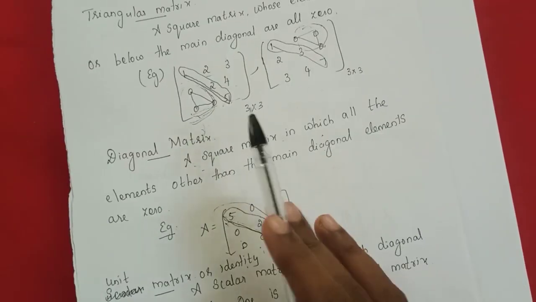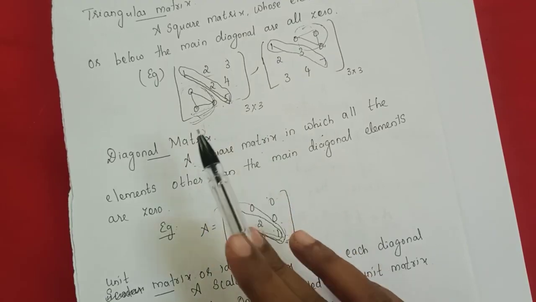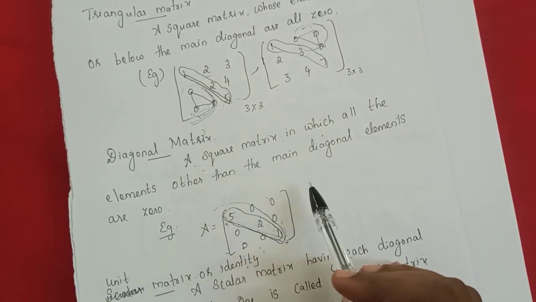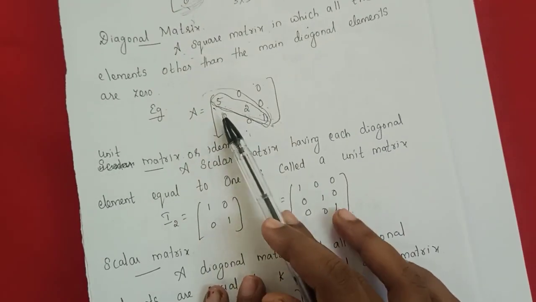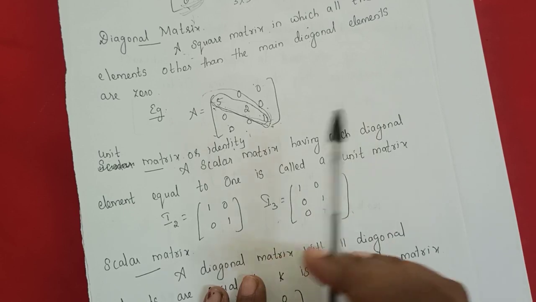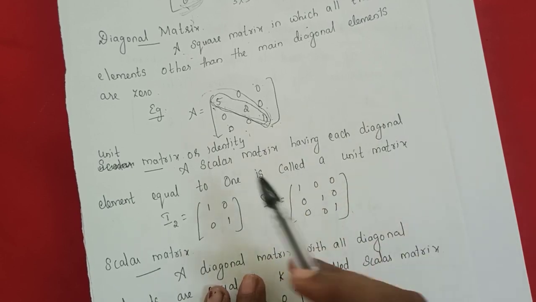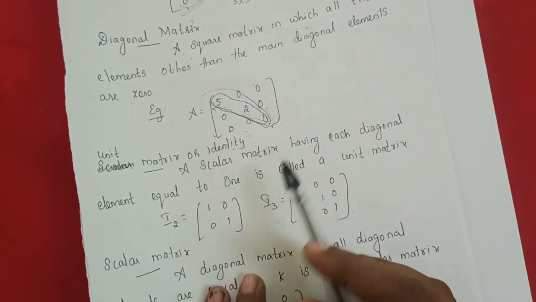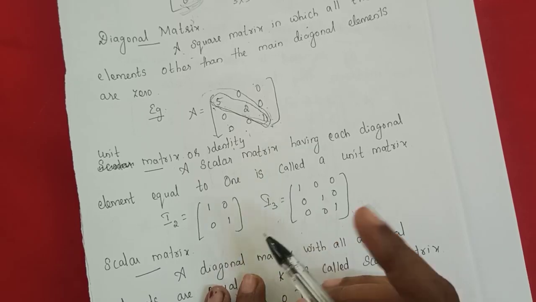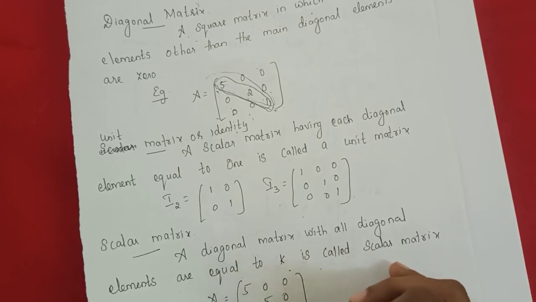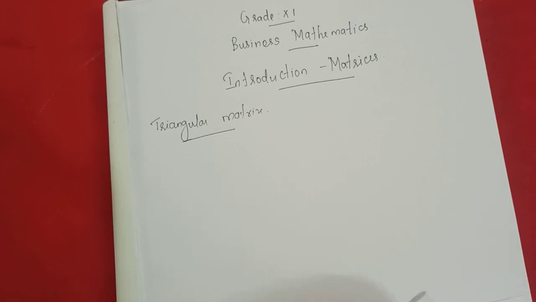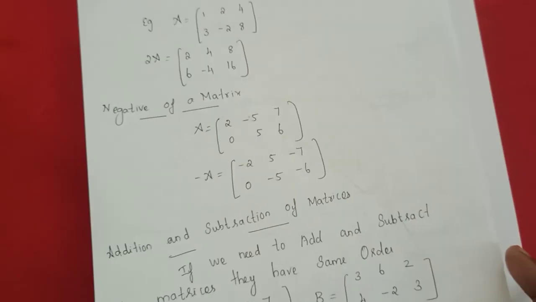Now all of you understand what a triangular matrix is. Triangular matrix means except the main diagonal, the elements either upper or lower must be 0. Diagonal matrix means all the elements except the diagonal elements are 0. In a unit or identity matrix, the main diagonal elements are unity, that means 1, and everything else is 0. A scalar matrix means the diagonal elements are all the same constant. Understand?